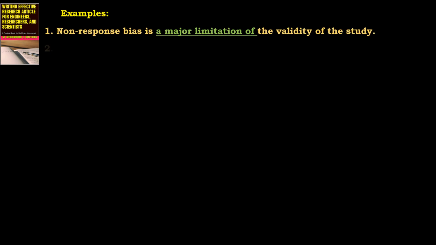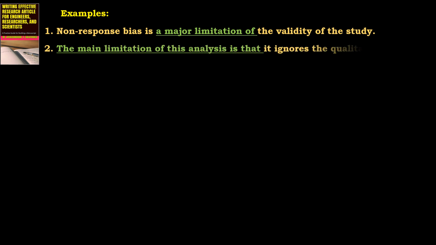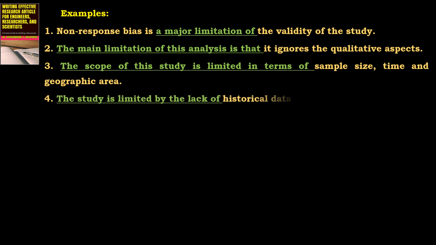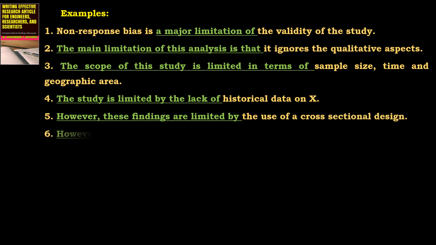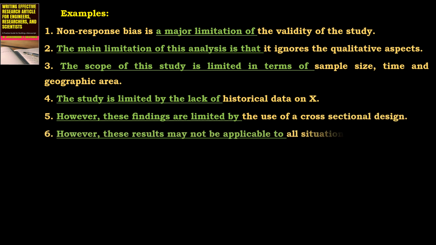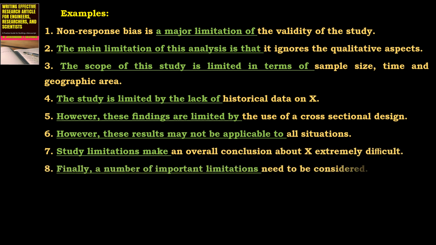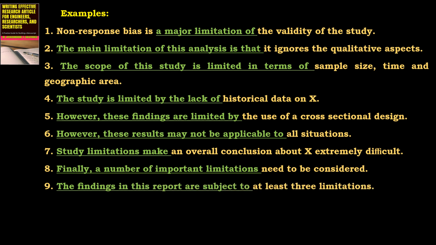1. Non-response bias is a major limitation of the validity of the study. 2. The main limitation of this analysis is that it ignores the qualitative aspects. 3. The scope of this study is limited in terms of sample size, time, and geographic area. 4. The study is limited by the lack of historical data on X.